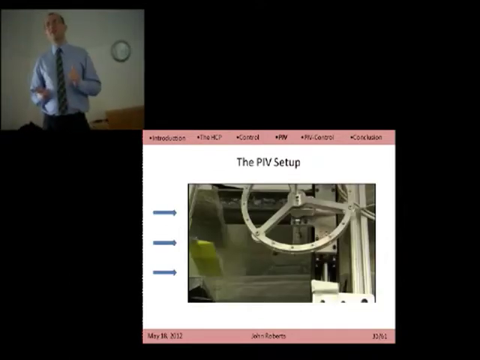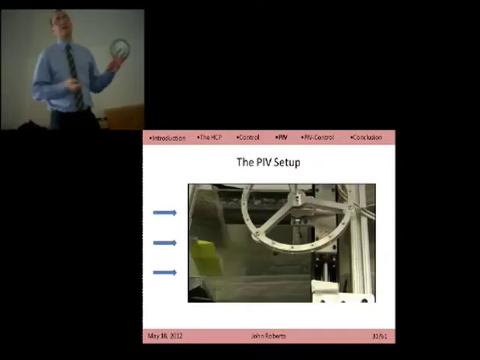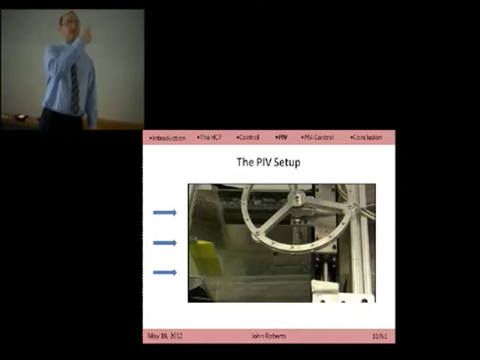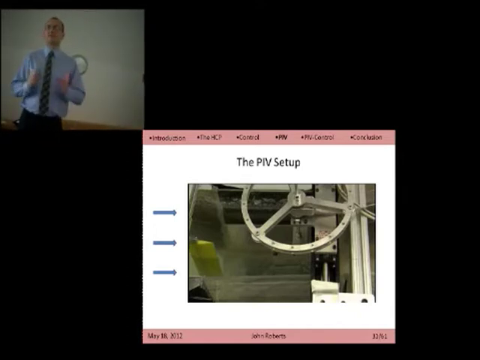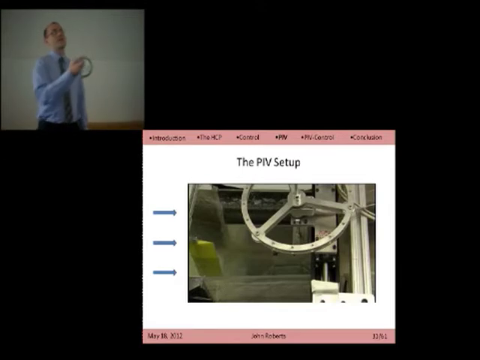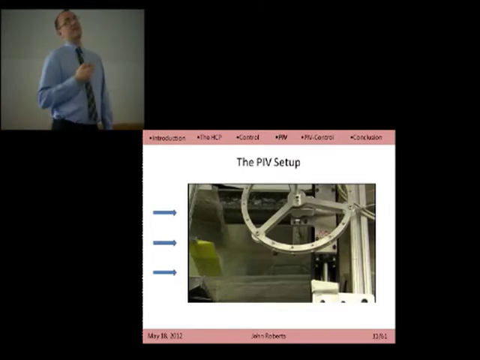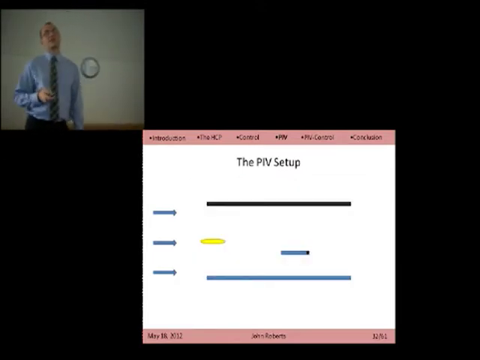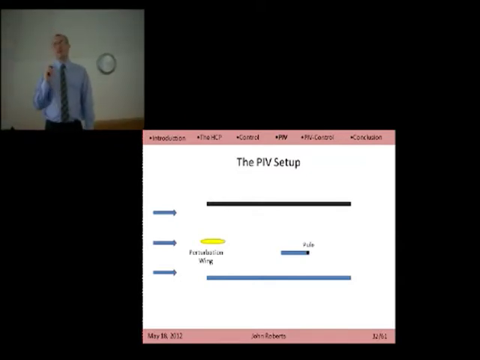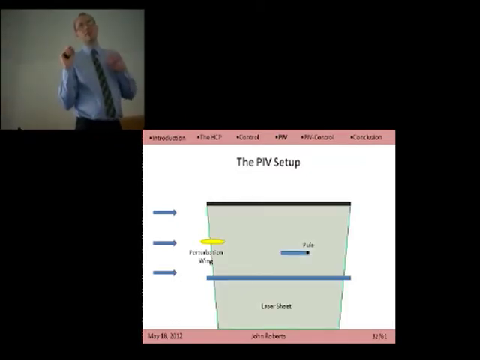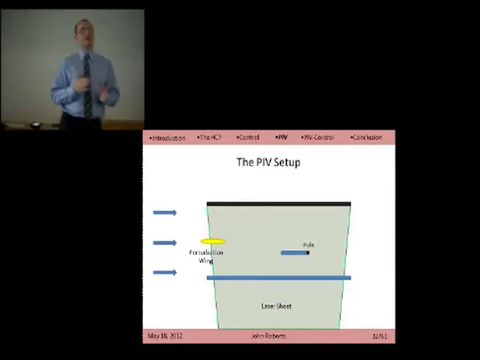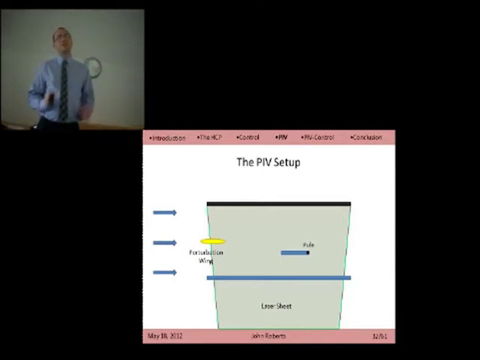So PIV is the way we're going to give ourselves this foreknowledge. And I'll try to describe the algorithm here in some detail so that you'll have an idea of how it gives us this information. So the PIV setup, here's our test section again. Here's a little schematic. That's the pole. That's the perturbation wing again. Now imagine we have a laser. We put it through a cylindrical lens, and we get a little laser sheet. That laser sheet illuminates sort of a 2D slice of our test section.